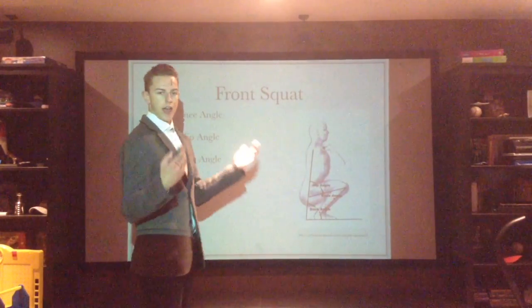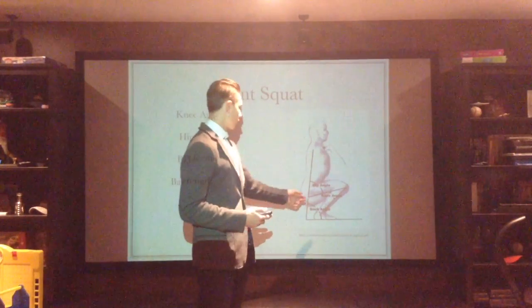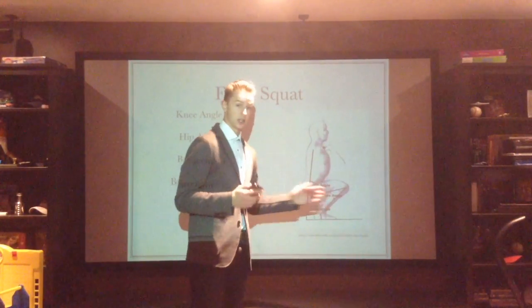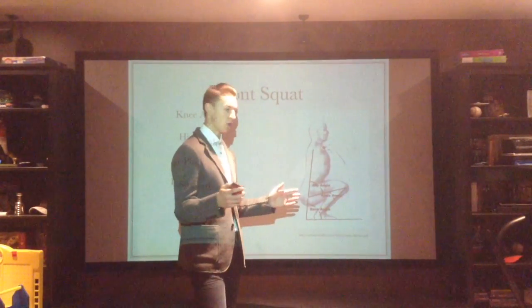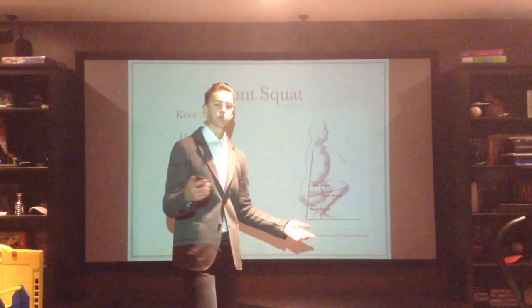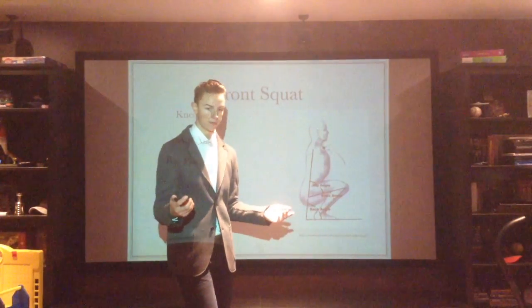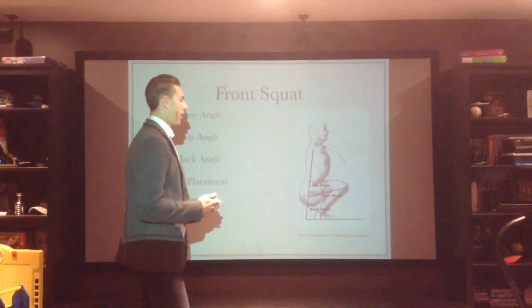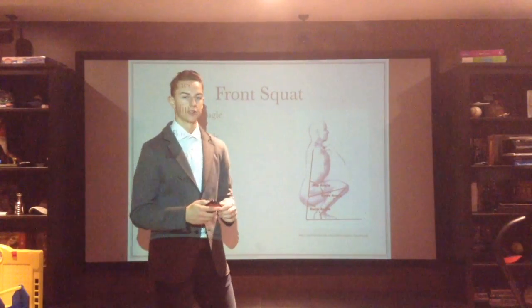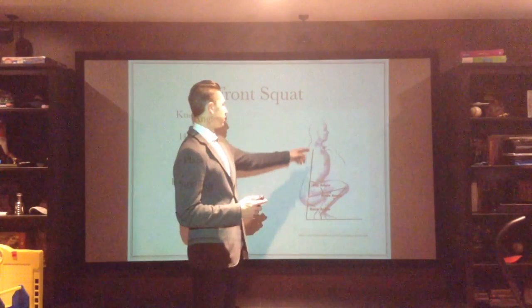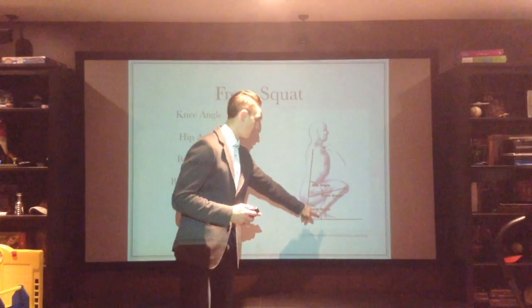Let us look at the front squat. The front squat is characterized by having an acute knee angle, a hip angle that is incredibly open, and a back angle that is pretty much perpendicular to the floor. Having this sort of back angle allows for balance through the range of motion, keeping the bar over the midline of the foot.